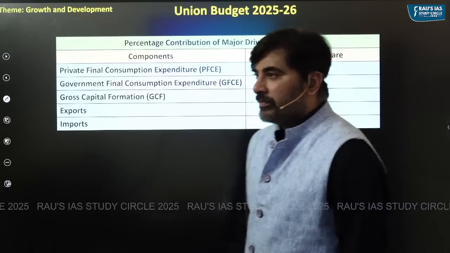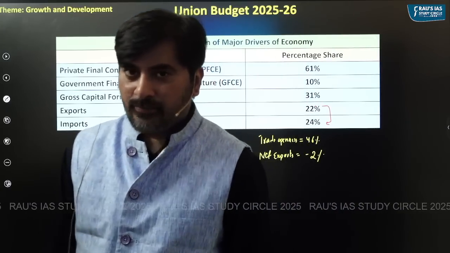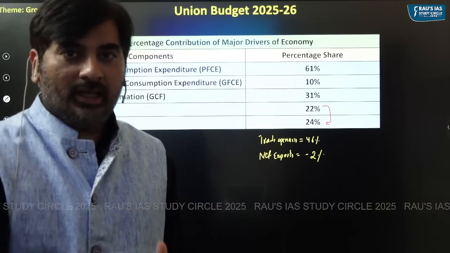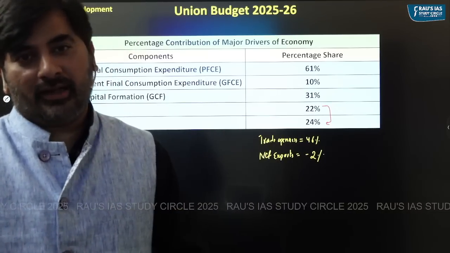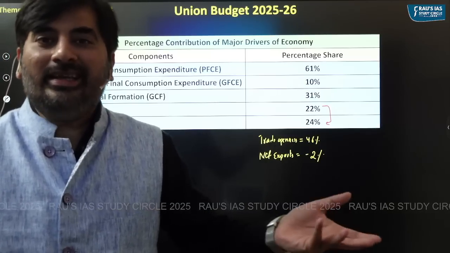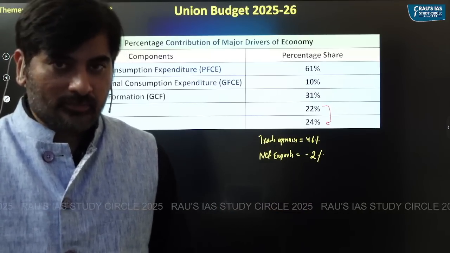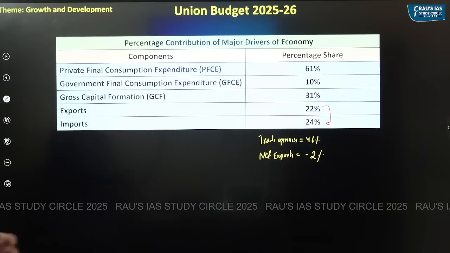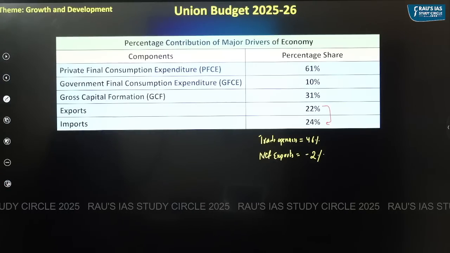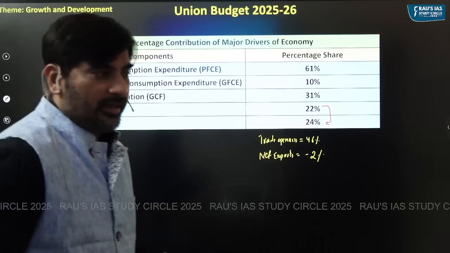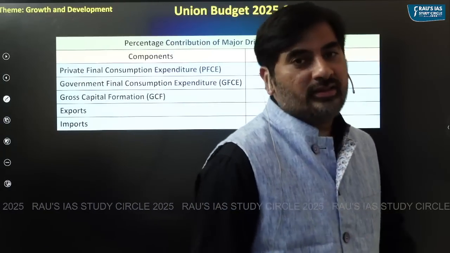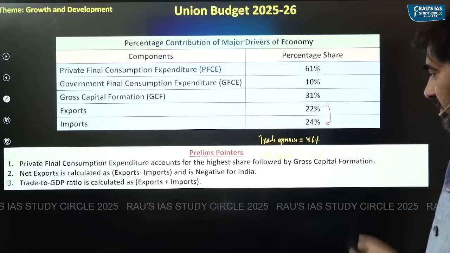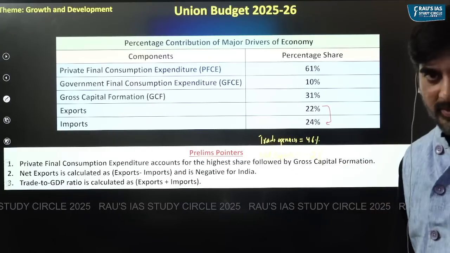It means trade, that is net exports, rather than aiding or helping the Indian economy to grow, is pulling down the Indian economy because India is a net importing country. And if you look at the other three drivers, the major driver of the Indian economy happens to be private final consumption expenditure, accounting for almost 61% of India's GDP. So these are some of the things which you should know from the perspective of prelims.